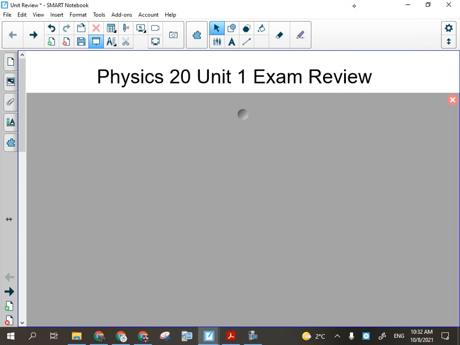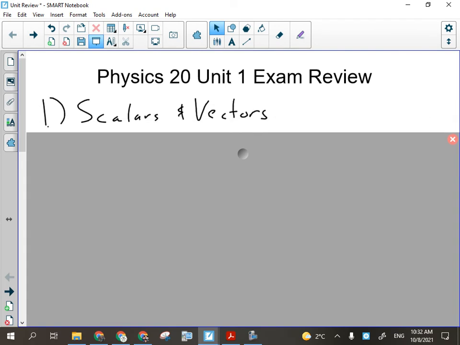All right, so for this unit, I'm just going to go in order, right from the beginning. Very first day, we reviewed scalar versus vector quantities. We reviewed the use of v equals d over t. We looked at the difference between velocity and speed, distance and displacement.